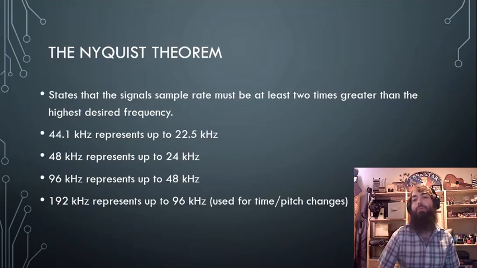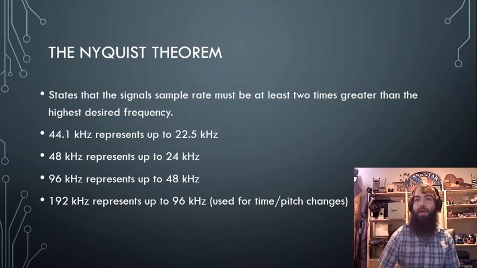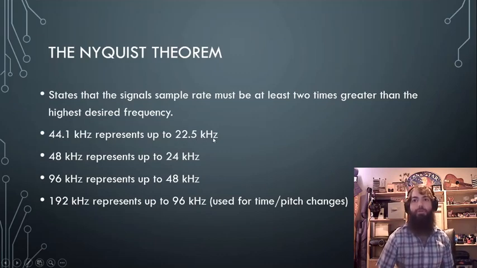So they were able to calculate the Nyquist theorem. The Nyquist theorem is cool. It states that the signal's sample rate must be at least 2 times greater than the highest desired frequency. So if we were to sample at 44.1 thousand samples per second, we're going to be able to represent up to 22.05 thousand cycles per second in hertz.